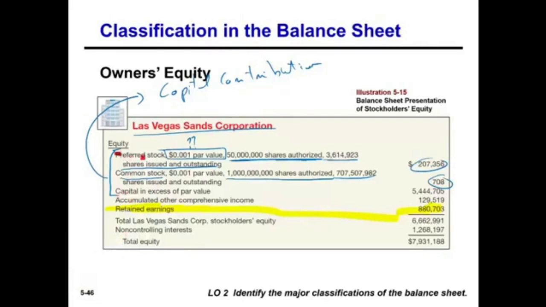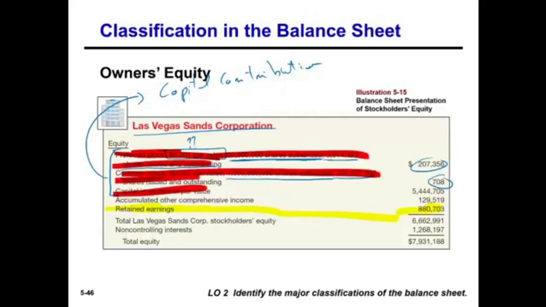This is the first main section, which is contributed capital. I just highlighted it in red. This is what the investors put into the company. Then retained earnings is another major component of the equity section. Now you're saying, so what's that in between? That's called accumulated other comprehensive income.